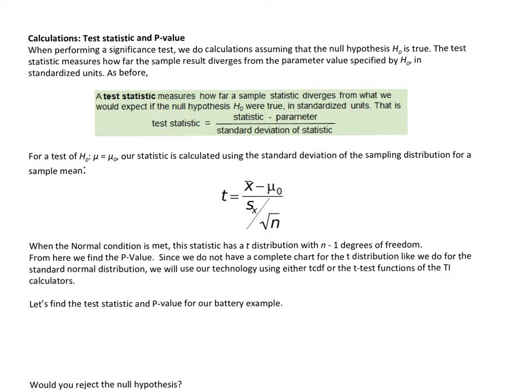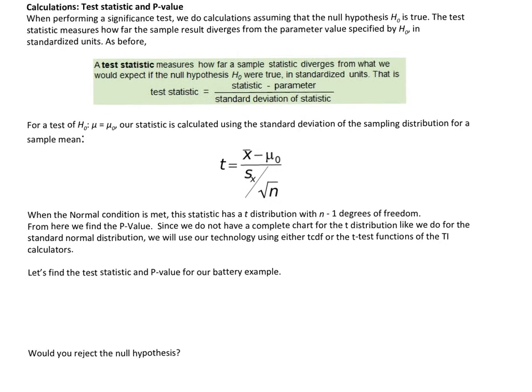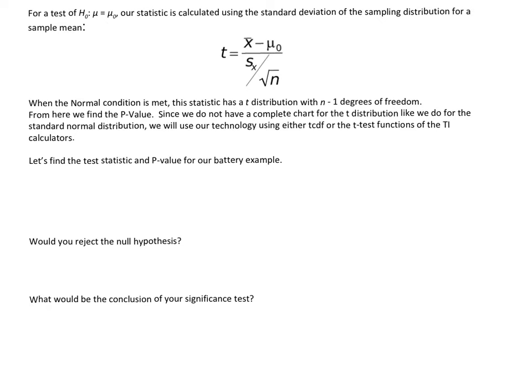After we use this formula, we can calculate our p-value. One of the things we ran into using our t-table was that for our n-1, we didn't always have a value on there that matched, so we would always have to round. So instead, we're going to use our TI calculator to help us get a more accurate p-value. If our table contains the value we want, we can go ahead and use it, but otherwise we're going to use the calculator. Let's find the test statistic and the p-value for our battery example.